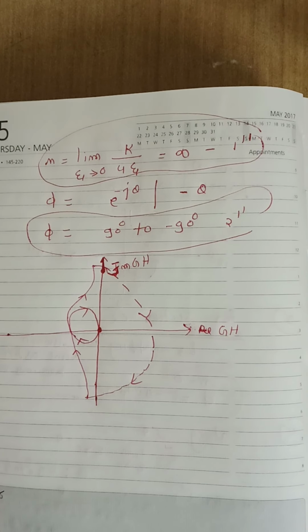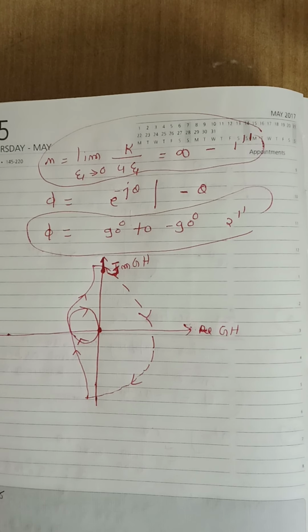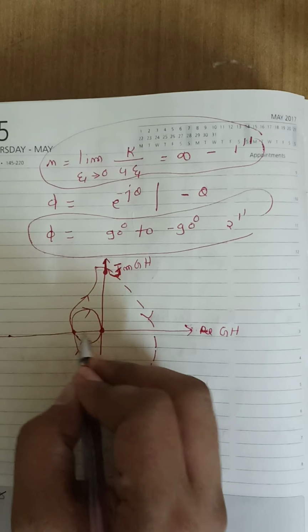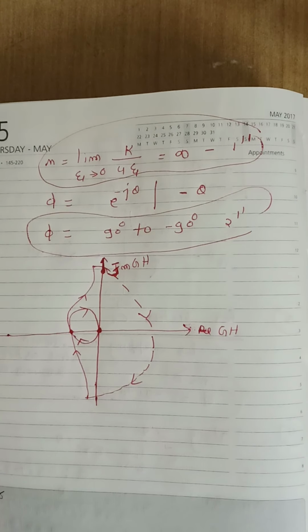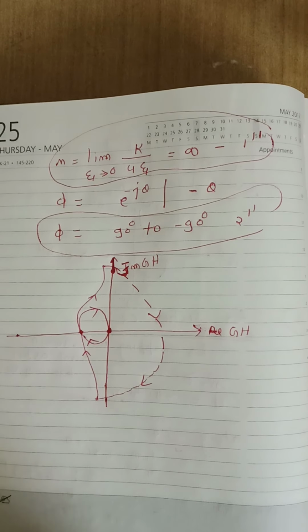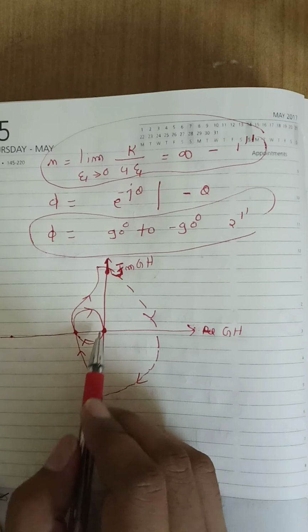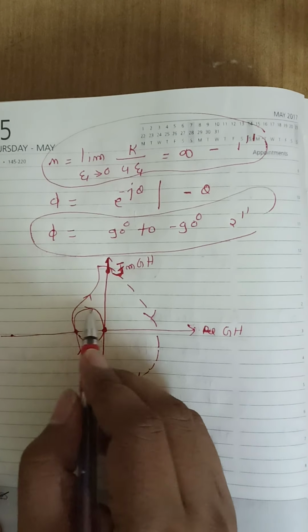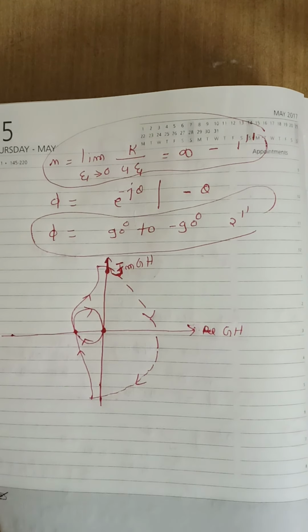But the problem is that to define the stability of the system according to the Nyquist stability criterion, first we will define the critical point minus 1 comma j0. But here we don't know this value. So how can we decide whether the critical point will lie inside the first closed path or outside the first closed path? Suppose this is the first closed path, this is the second closed path. So how can we decide?